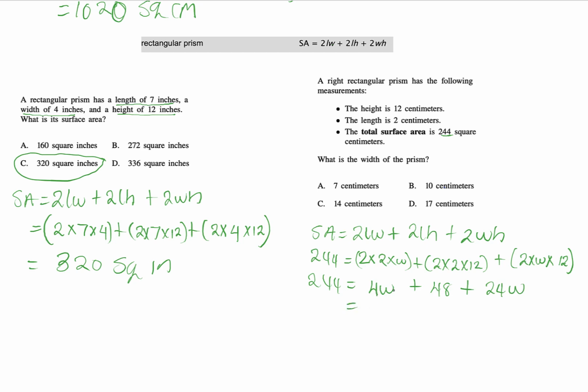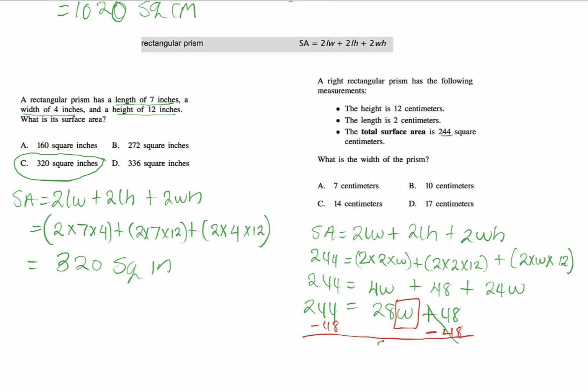Now I have some variables over here and I have 2 W's, so I'm going to put the 4W with the 24W, and that's going to give me 28W plus the 48. Now, if you look at this, this looks like a two-step equation, and you can solve this. So if I am solving for W, that means don't get rid of the 28, get rid of the 48. So I'll do the opposite, and I'll minus 48 from both sides.